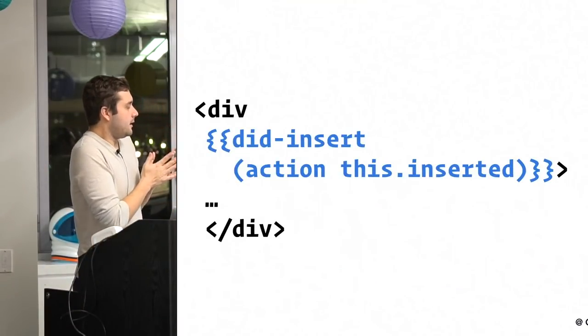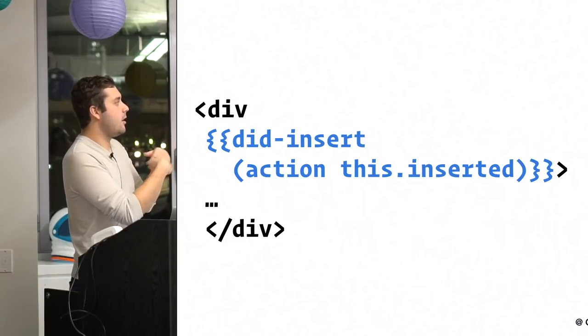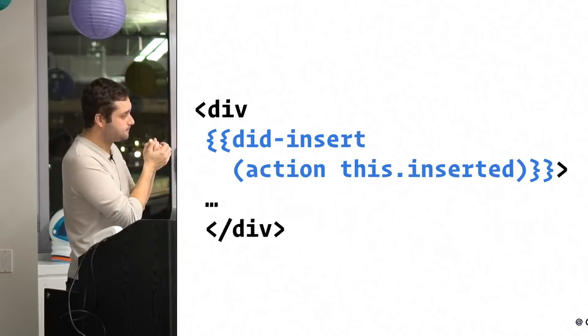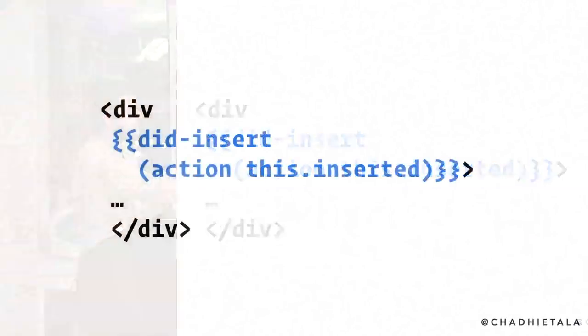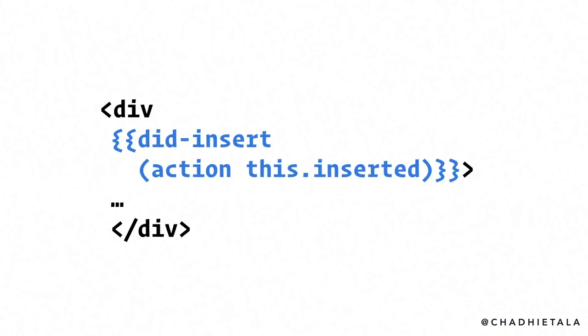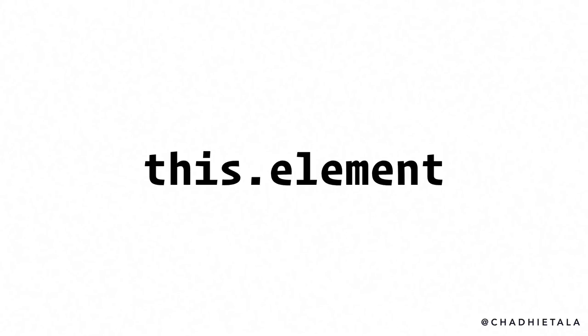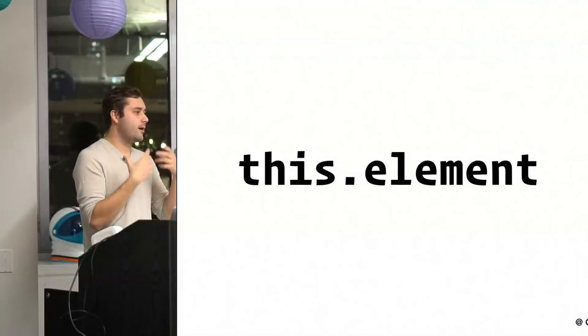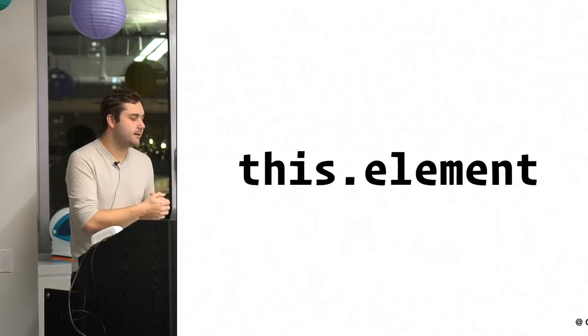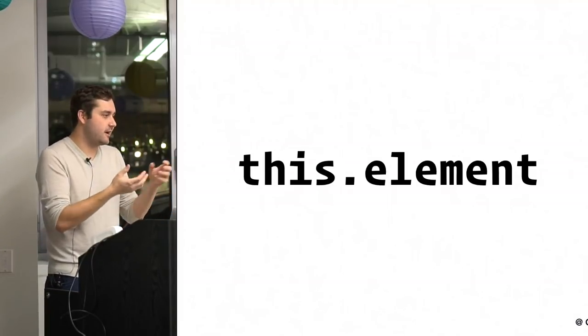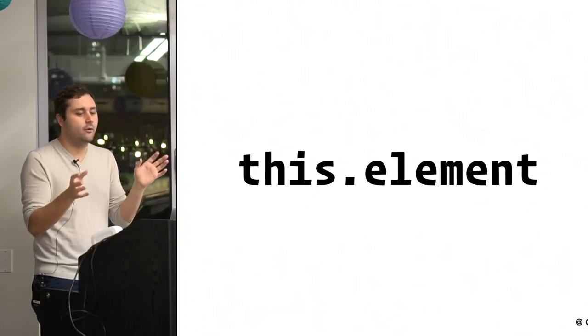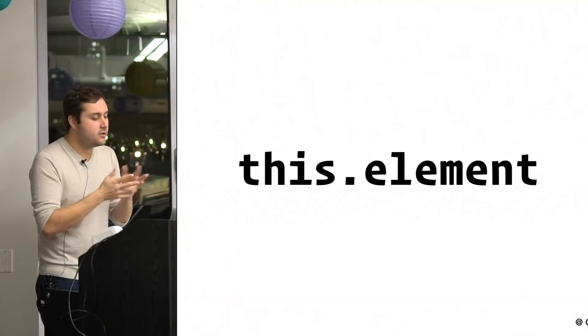In this case, didInsert is going to get called when that div is inserted into the DOM, and then it will call this isInserted action on the backing class. What this is trying to solve is the problem of DOM access. In components today, in the didInsertElement hook, you have this.element. And you can do all different types of stuff with this. If you have a jQuery calendar or something like that, you need to attach to this element, or you need to do some type of introspection on the top level element, look for children inside of the component body, you can do that with this.element.